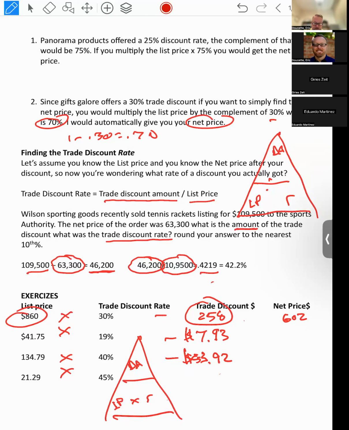Instead of paying $41.75, I paid $33.82.